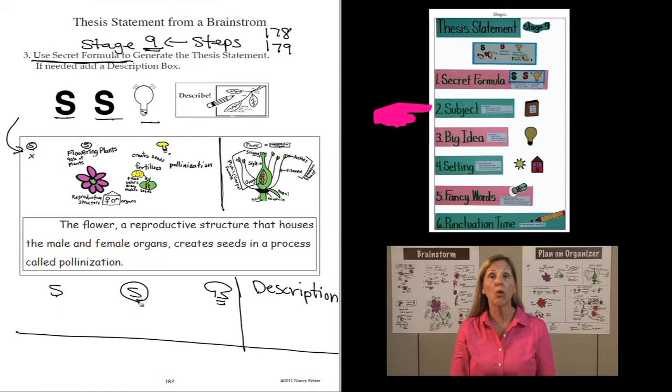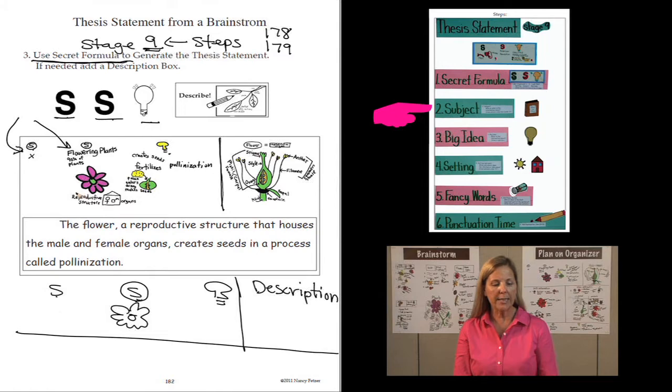Once we had step 1, secret formula, written down on our paper, then we go to step 2, and we're going to go to the middle, the subject. Who or what is this information about? So we said that we were talking about cross-pollination and self-pollination. Who or what is that about? That's about a flower. Once we identified the subject is a flower, we just drew it. You could write the word flower, you could draw a simple icon. It just needs to be keywords, simple drawings, fast and quick.